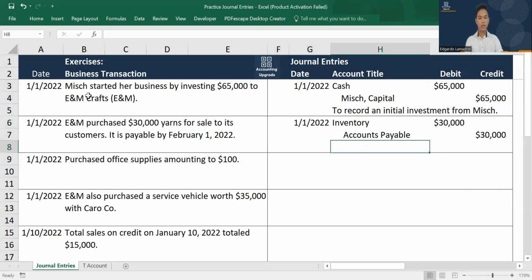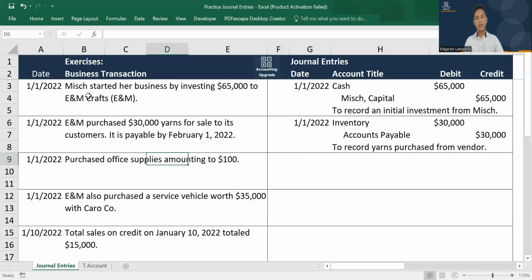So let's now put a short description for this transaction. To record yarns purchase from vendor. If we have specific data, for example, vendor X or vendor Y, we can indicate that on our records. For this transaction, we will not mention that since it is just a sample transaction.